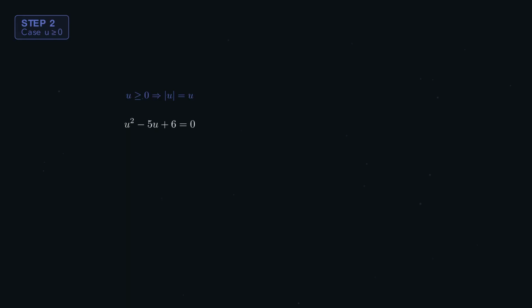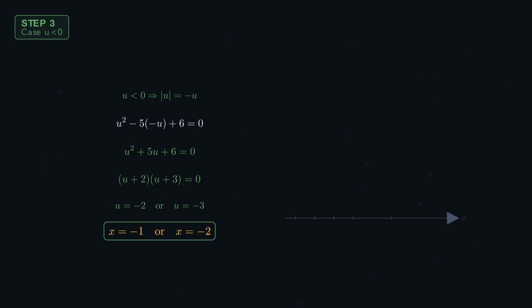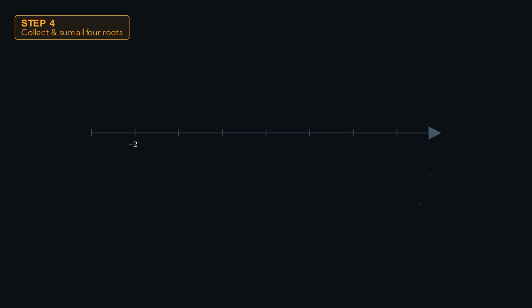When u is non-negative, the absolute value is just u itself. The equation becomes u squared minus 5u plus 6, which factors as (u minus 2) times (u minus 3). So u equals 2 or 3, giving us x equals 3 and x equals 4. When u is negative, the absolute value flips the sign. We get u squared plus 5u plus 6, which factors as (u plus 2) times (u plus 3). So u equals negative 2 or negative 3, giving x equals negative 1 and x equals negative 2.